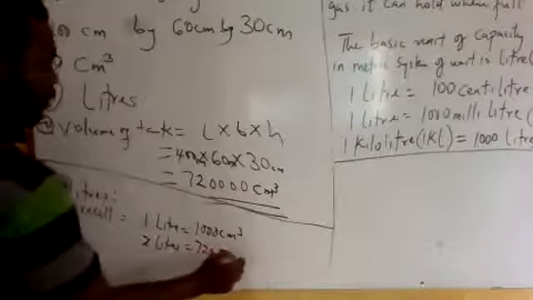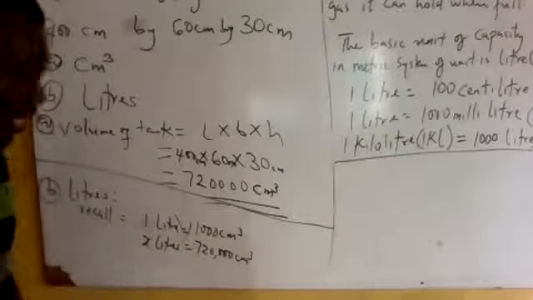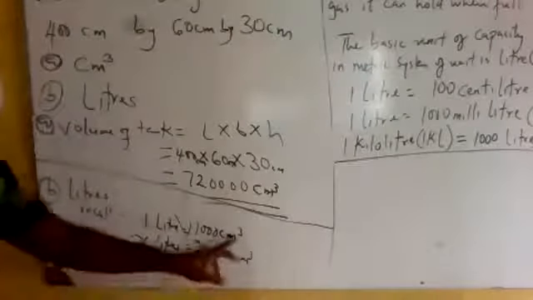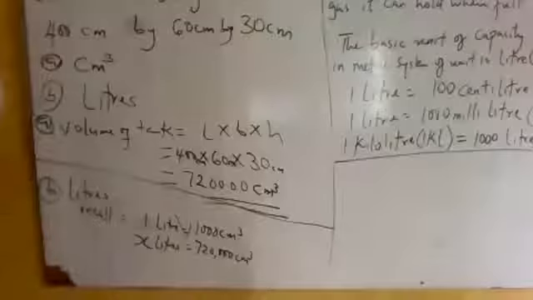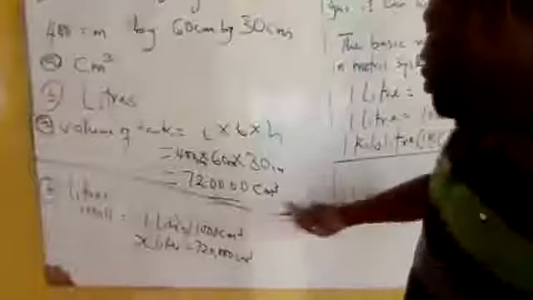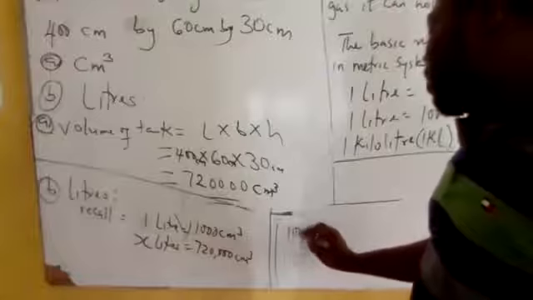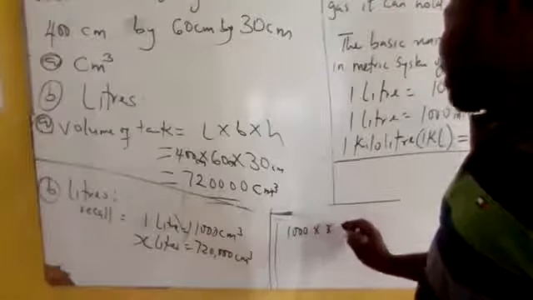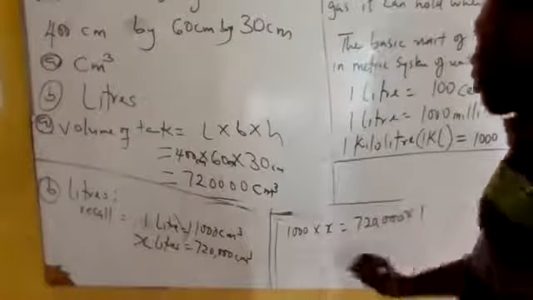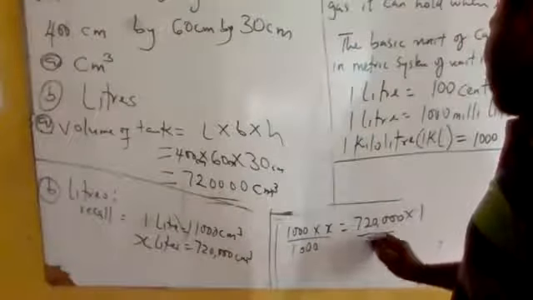What you have here is 720,000 centimeters cubed. By the time you cross multiply, remember, liter should be under liter, centimeters cube should be under centimeters cube. So by the time you cross multiply, are you following me? That would mean that 1,000 multiplied by X is equal to 720,000 multiplied by 1. So you divide both sides by 1,000.